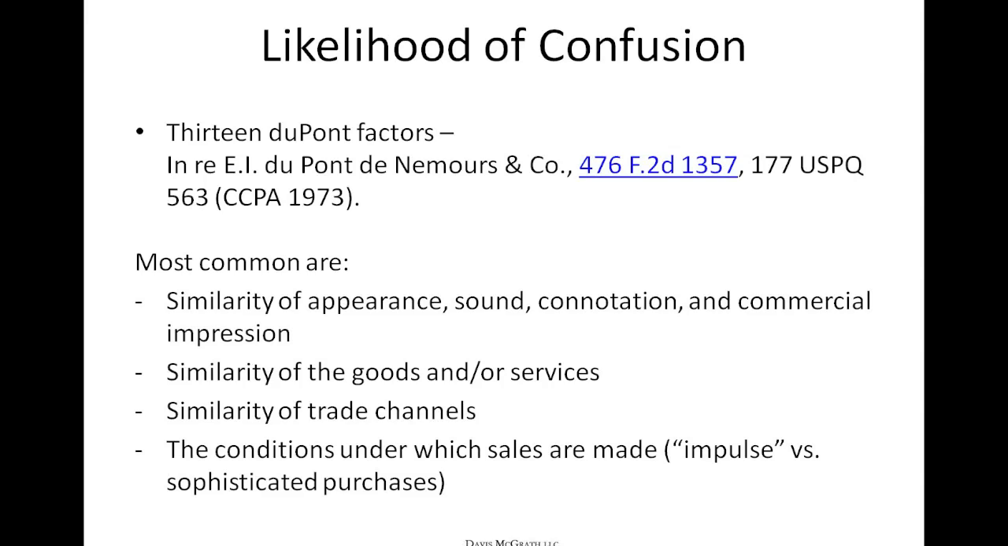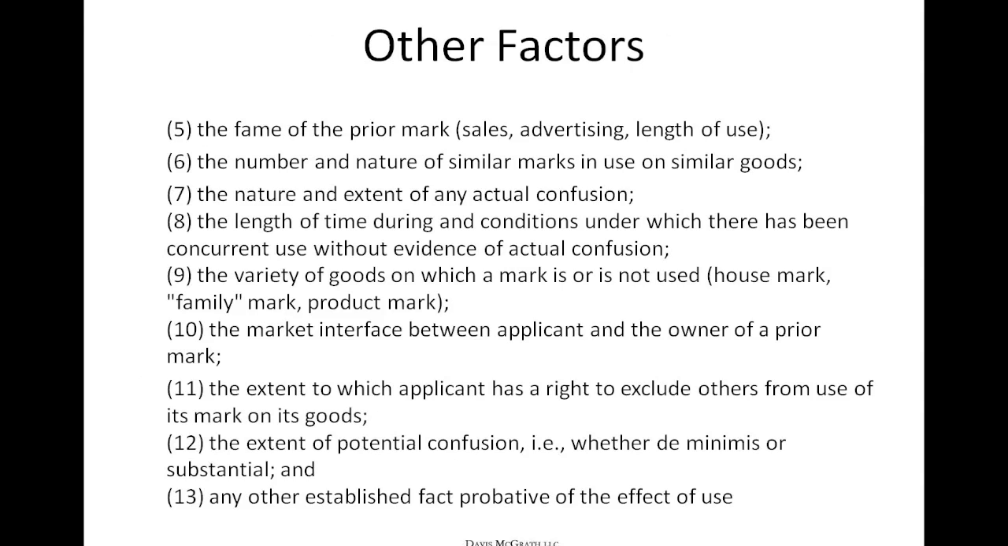Next is the similarity of trade channels. This is a comparison of how the marks might be seen or put into the stream of commerce, just what channels they might be in. It could be that they're similar channels or quite different, and a lot depends on the facts. The next is the conditions under which sales are made, whether these are impulse or sophisticated purchases. Sophisticated purchases generally allow for more similarity of the marks. But there are a bunch of other factors as well. There are 13 in total.